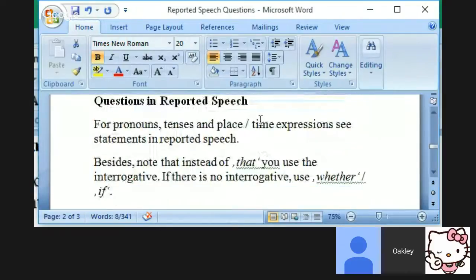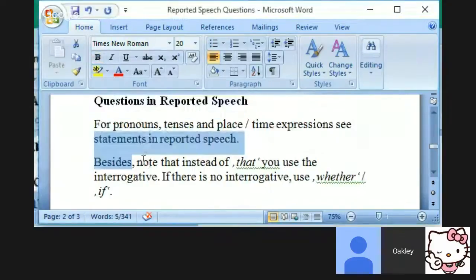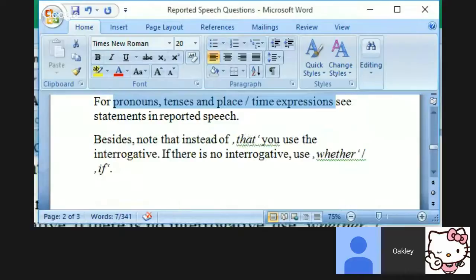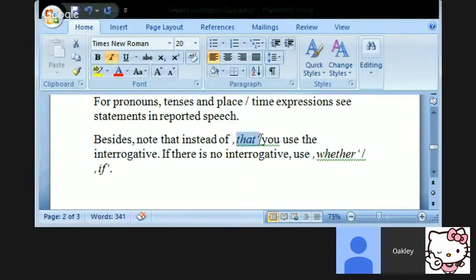All right, let's continue. More about questions. Another point here. We had to work a little bit with pronouns and tense, but we haven't done anything with place and time expressions in questions yet. Besides, note that instead of that, you use the interrogative. If there's no interrogative, use whether or if. What are we talking about here with that?